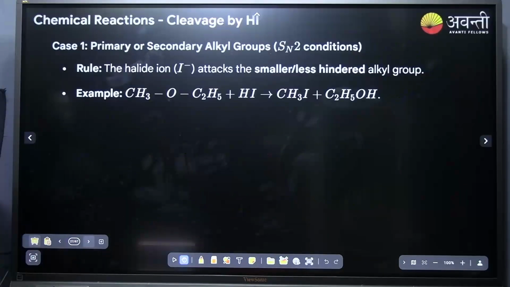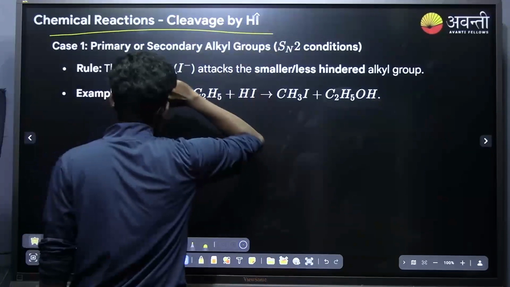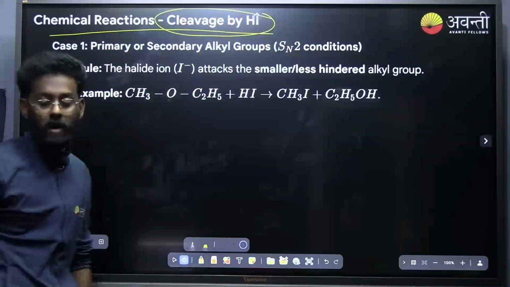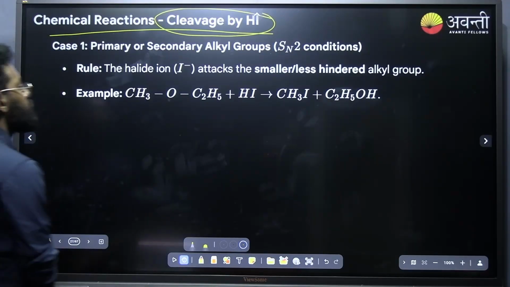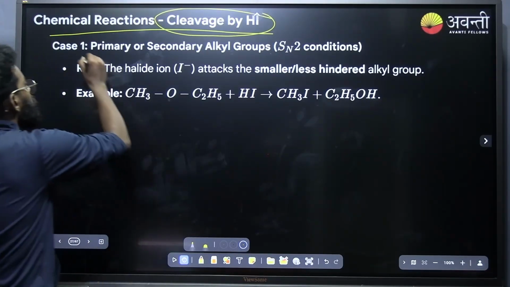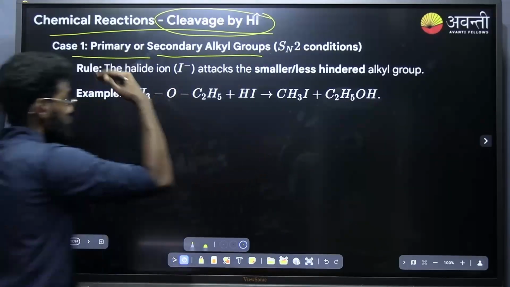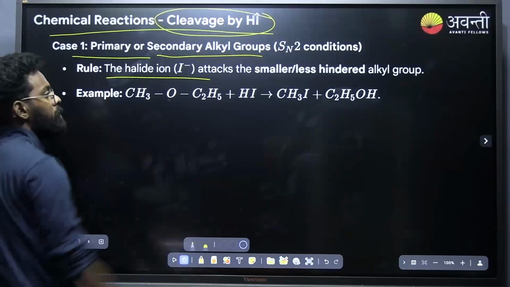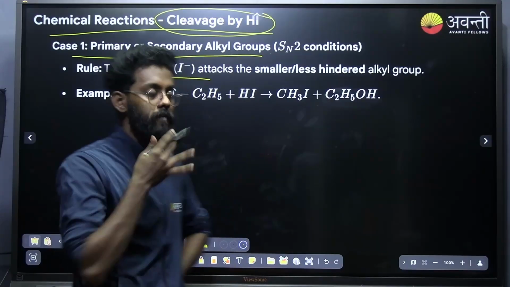Okay. Now the last part of this topic, that is chemical reactions of ether. The main important one is cleavage of ether by hydrogen iodide. We can see that cleavage. First, in the case of primary or secondary alkyl group in the ether, the halide, that is I minus, will be attacking the smaller or less hindered alkyl group. I will be giving the reaction.